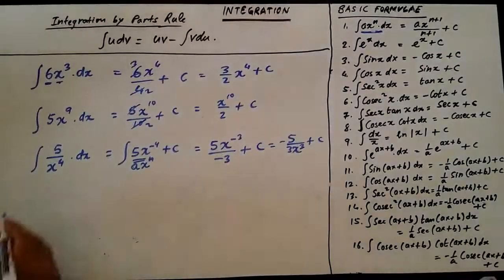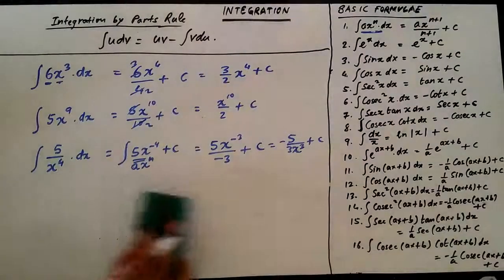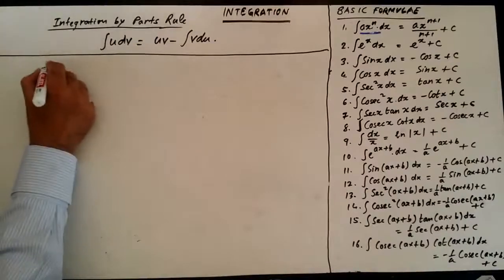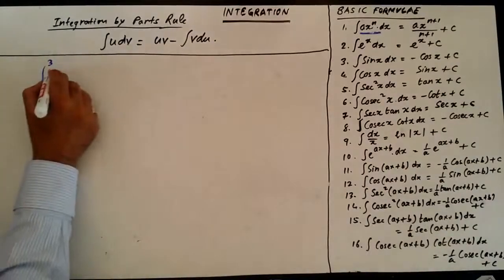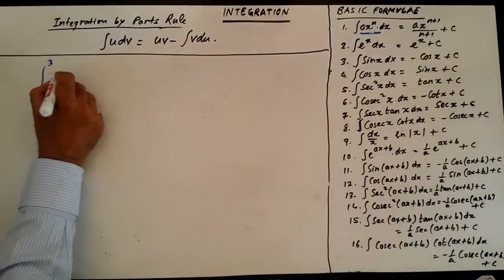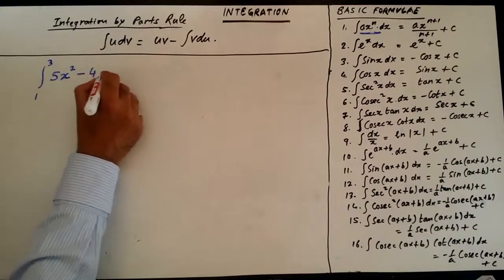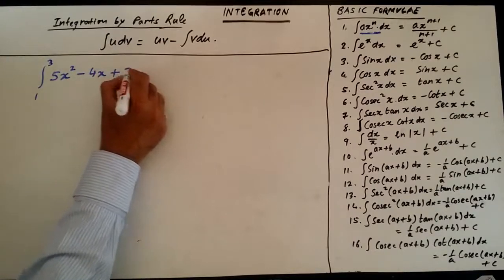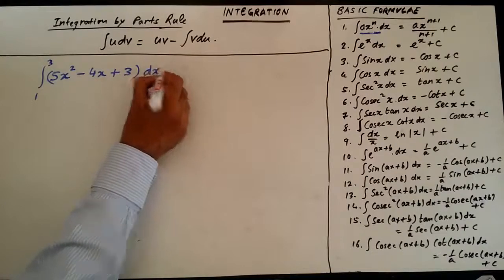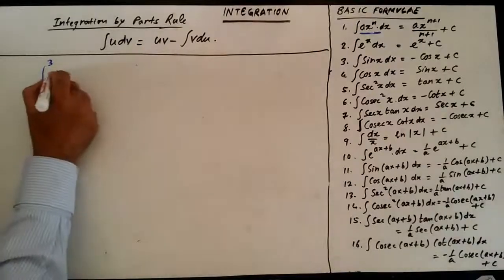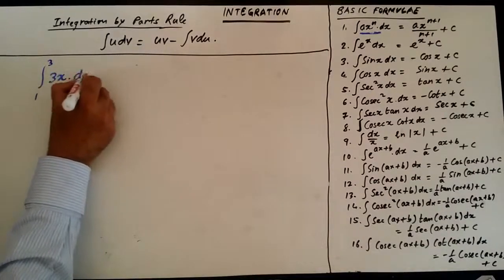So let's take some examples now. This was indefinite integration where c was the constant of integration. Let us take an example where we have a definite integration. Let's say from 1 to 3 of 5x squared minus 4x plus 3 whole dx. Or let's take a simpler one first. Okay, let's take integration of 3x dx.